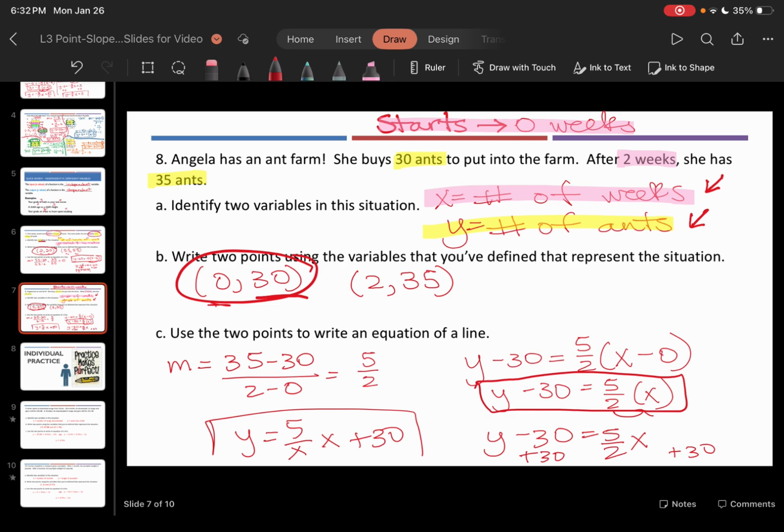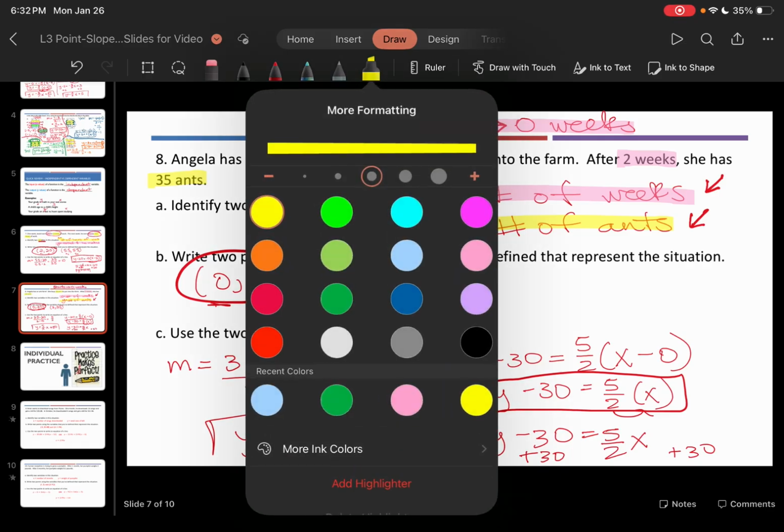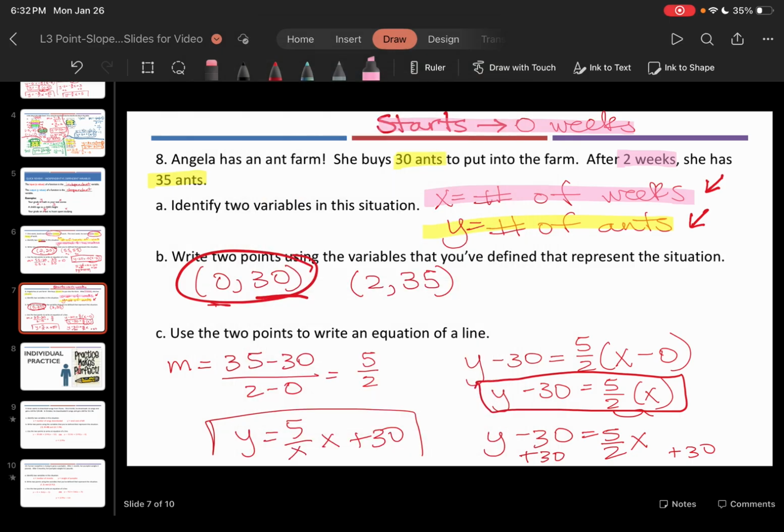Now, if they asked me to make a prediction, so if we keep up the same rate, how many ants would there be after 4 weeks? Think about what you would do. If I had to figure out how many ants there would be after 4 weeks, well, the number of weeks is pink, right? So if they say how many ants after 4 weeks, I would take a 4 and plug it into x there.